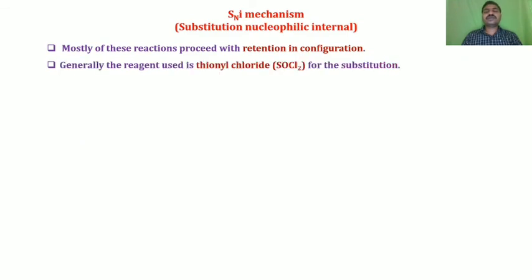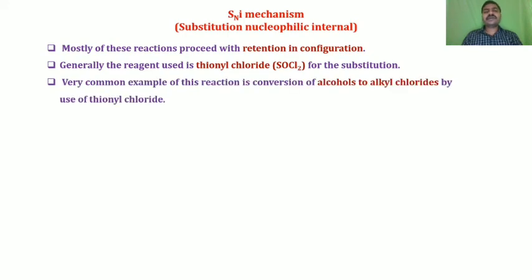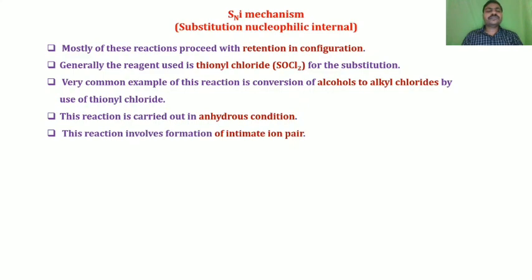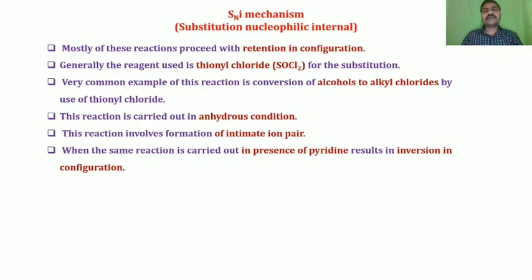Next point is the SNi mechanism, that is substitution nucleophilic internal. Most of these reactions proceed with retention in configuration. Generally, the reagent used is thionyl chloride, that is SOCl2, for the substitution. A very common example of this reaction is the conversion of alcohol to alkyl chlorides by the use of thionyl chloride. The reaction is carried out in anhydrous condition. This reaction involves the formation of an intimate ion pair. And when the same reaction is carried out in the presence of pyridine, this results in inversion in configuration.